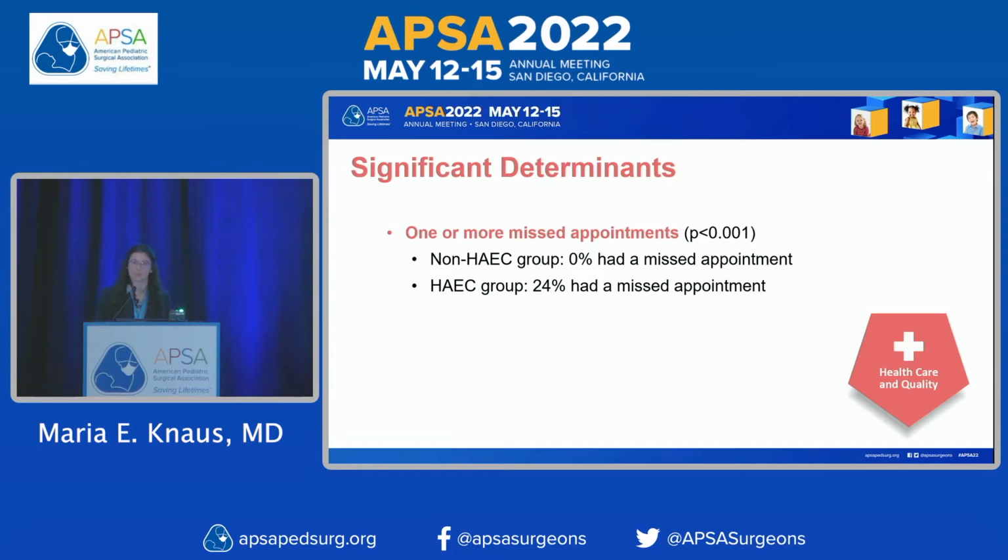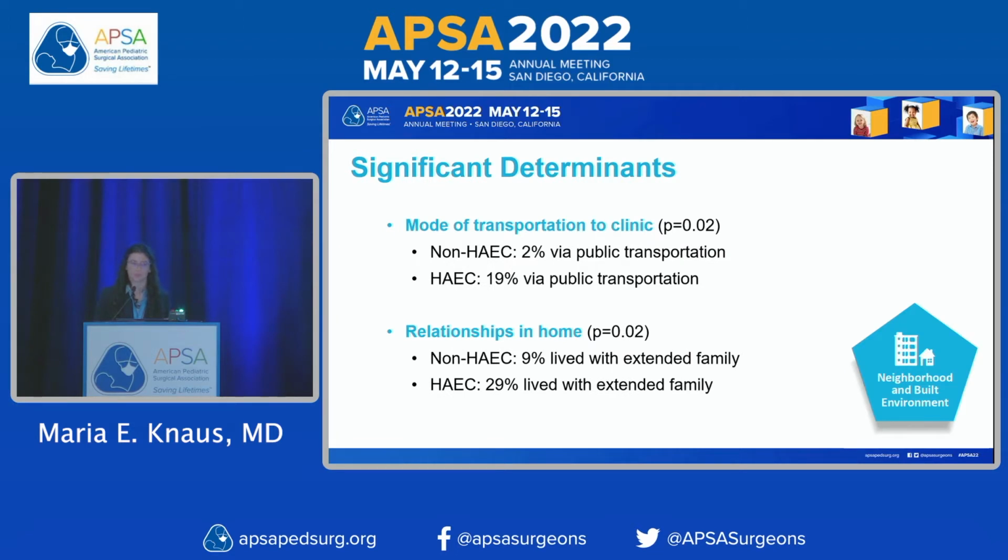We did find, however, that there were several social determinants that were significantly associated with a higher risk. Any child who had at least one episode of enterocolitis was more likely to develop it if they had 1 or more missed appointments. Similarly, children who arrived to clinic via public transportation were more likely to develop enterocolitis, and those who lived in the home with any extended family were more likely to develop enterocolitis than those who lived with just their immediate family.